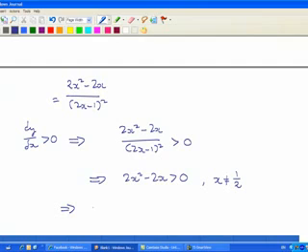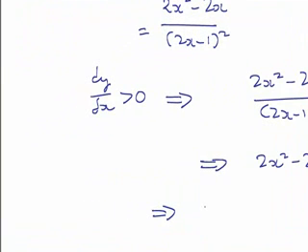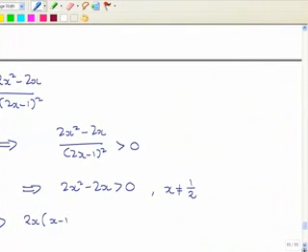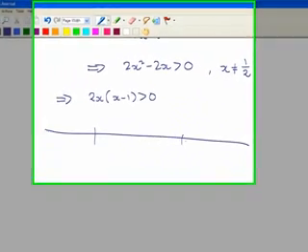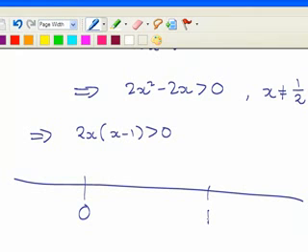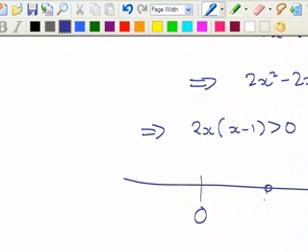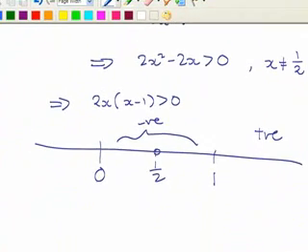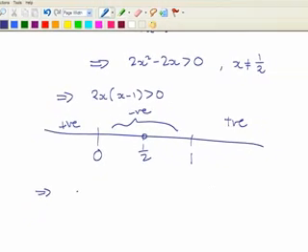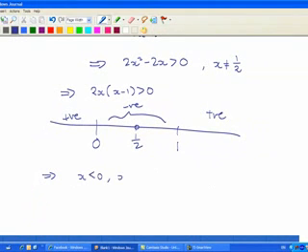So this will imply that 2x bracket x minus 1 is more than 0. By doing a number test, we know that the critical points are 0 and 1, and that x must not be equal to half. By doing the number test regions, we will have this as positive, this whole region as negative, this as positive, and therefore the answer is x less than 0, x more than 1.